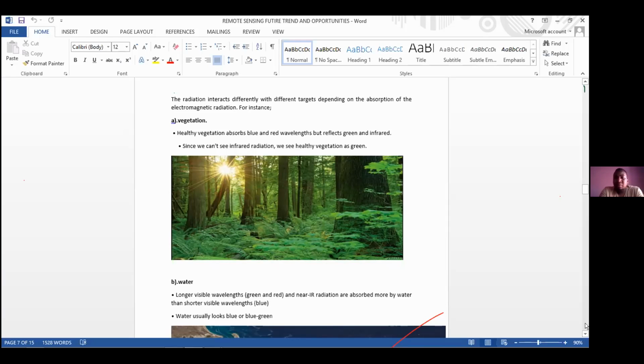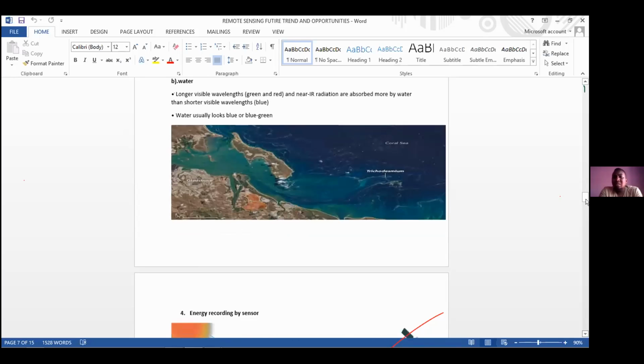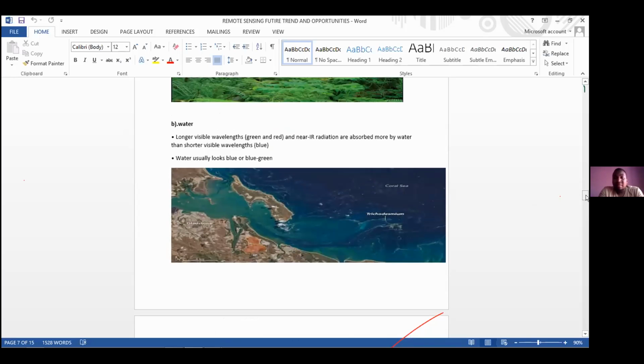Another perfect example is water. Why are oceans blue? The oceans are blue because that's the color that the water does not absorb fully. That's the color that the water reflects back to space. The longer visible wavelengths, that is the green and red, are absorbed by the water more than the shorter wavelength, which is the blue. That means the blue has the shorter wavelengths in water, and that's why it's not able to be absorbed. And that's why you see the water as blue.